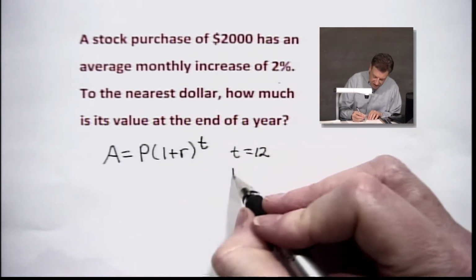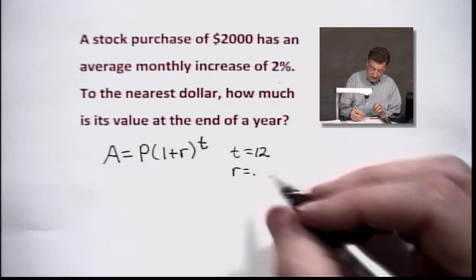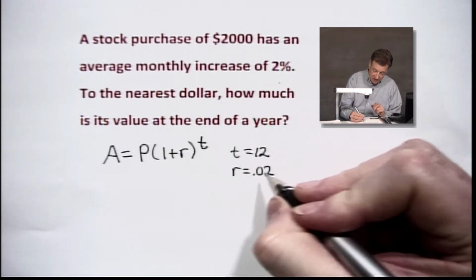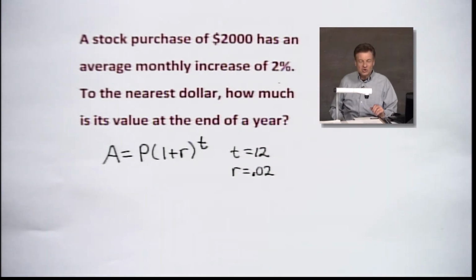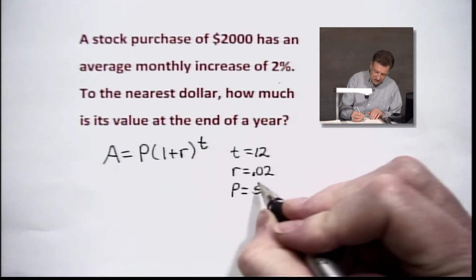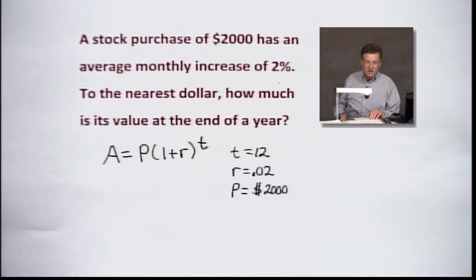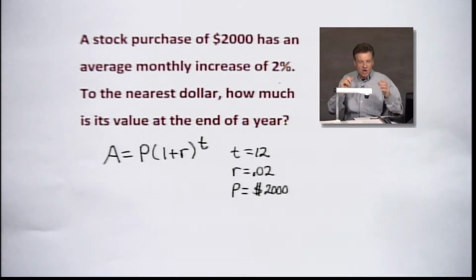R is going to equal, why not, 2%. And how do we write 2% as a decimal? Not 0.2. Boy, you'll have some great growth if that happens. I wish it would do that. We're going to use 200ths there, not 2/10, but 2/100. And the P, that's how much we're investing, so that's our $2,000 that we begin with. You say, what's A, Ernie? A is the amount. That's going to be our value at the end of the year. How much is that stock worth?